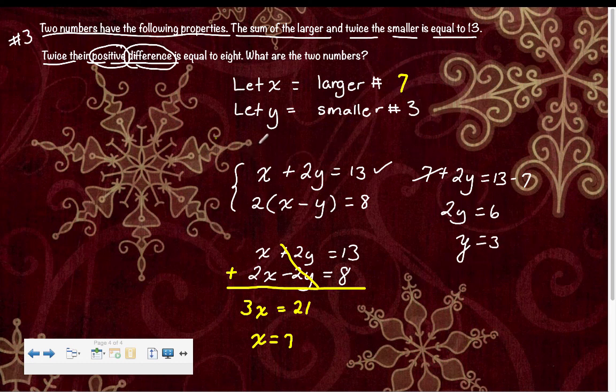So does that check? Does the sum of the larger and twice the smaller get me 13? Yep, 7 plus 6 gets me 13. If I take twice their difference, well, their difference is 4. If I twice it, it's 8. Does that equal 8? Yeah. So my two numbers are 7 and 3.